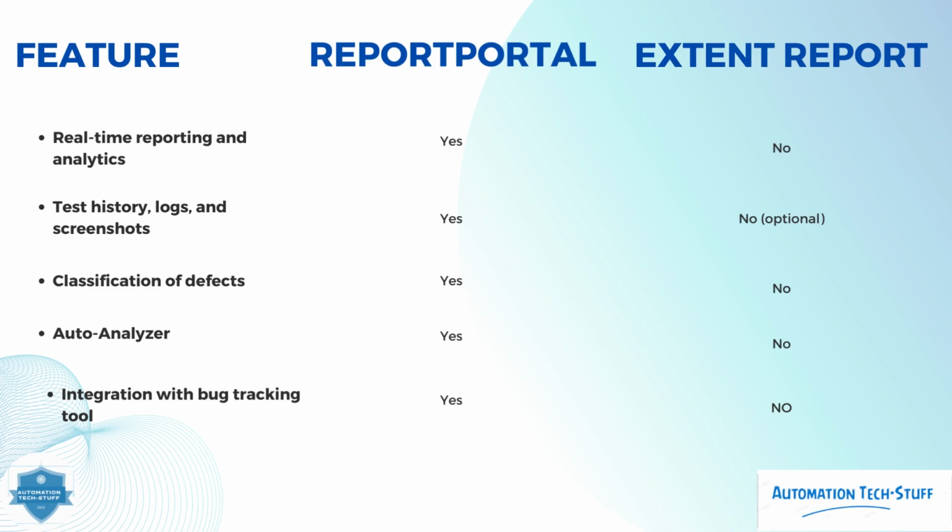And in Report Portal they are providing many integrations, like email and Jira integrations, but in Extent Report there are no such things available. Next we are going to see the different options, how we can see the real-time reporting and analytics, and the classification of defects with Auto Analyzer as well.